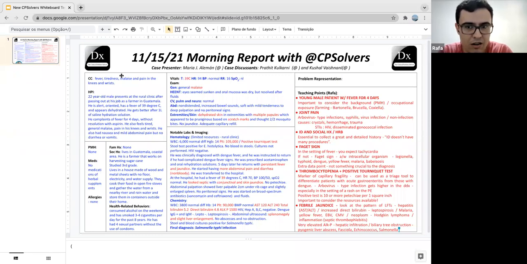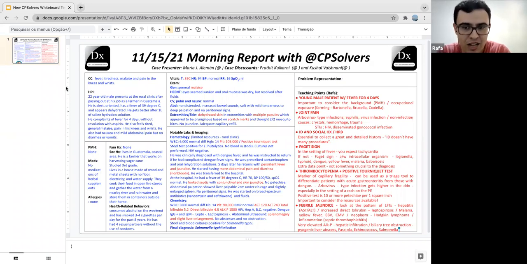And then we saw that this patient also had joint pain, and we thought about arbovirus infections like dengue, chikungunya, but also syphilis and viral infections. Also important to remember non-infectious causes of joint pain like crystals, hemorrhage, trauma. And then on health-related behavior, this patient had unprotected sex, and we thought about HIV and disseminated gonococcal infection in the differential as well. Dr. Kulkarni reminded us that social history and health-related behavior is very important because we don't have many procedures in ID, so it's also great to collect a detailed history.